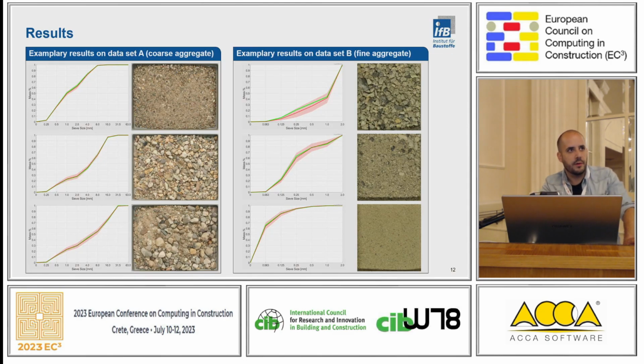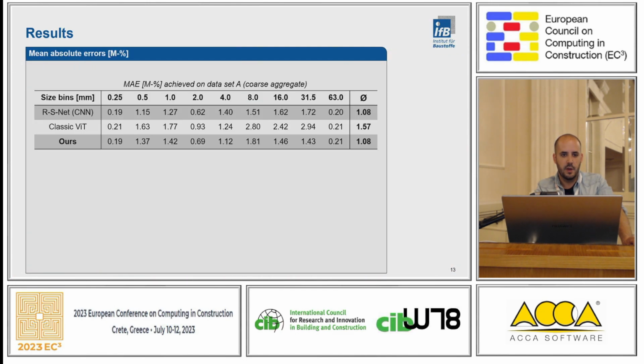So to start with some qualitative results, we can see some examples of images here with the corresponding reference grading curves as the green line. And we see the average predicted curves as solid red line, and in the light red area we see the standard deviations achieved. So in total, from these qualitative results, we can see that it's actually possible to relatively precisely determine the grading curve in comparison to the reference grading curves.